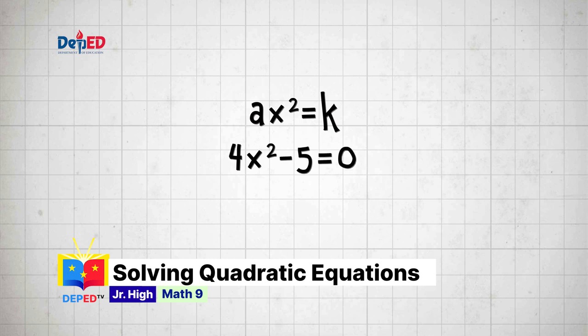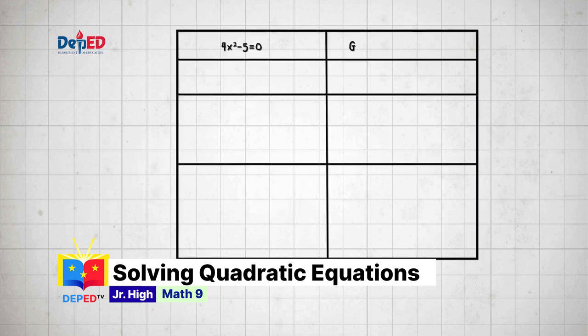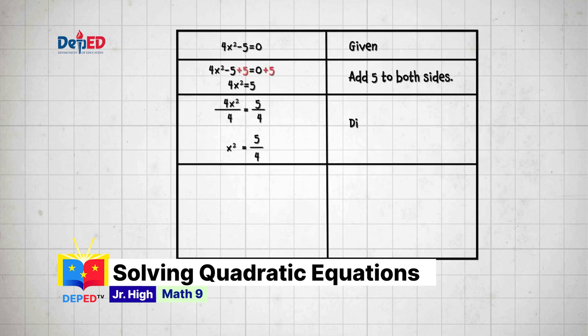We have to express this in the form x squared equals k, which means a must be equal to 1, and there should be no constant term on the left side. So, we eliminate the constant term first by adding 5 to both sides. Then we divide both sides by 4. We express the answer in fraction form if the result is not an integer.